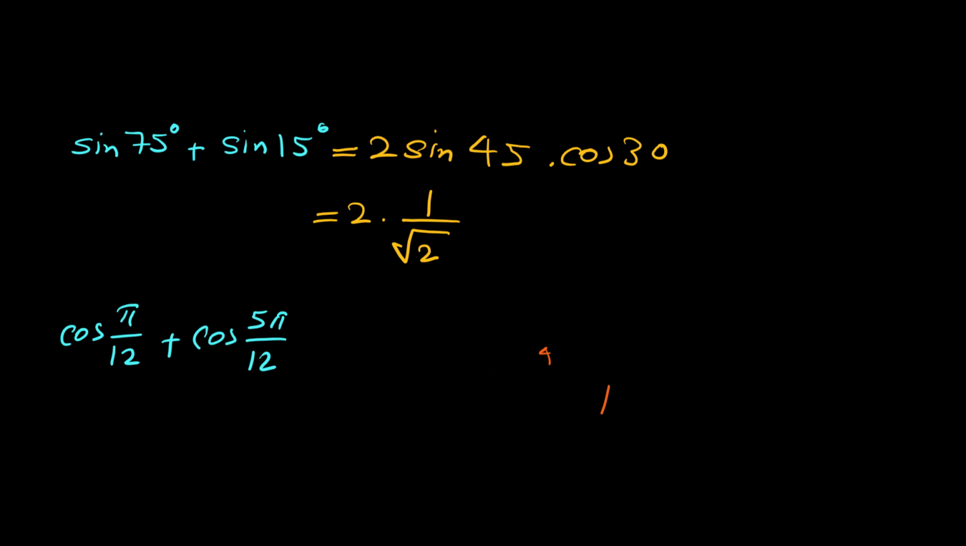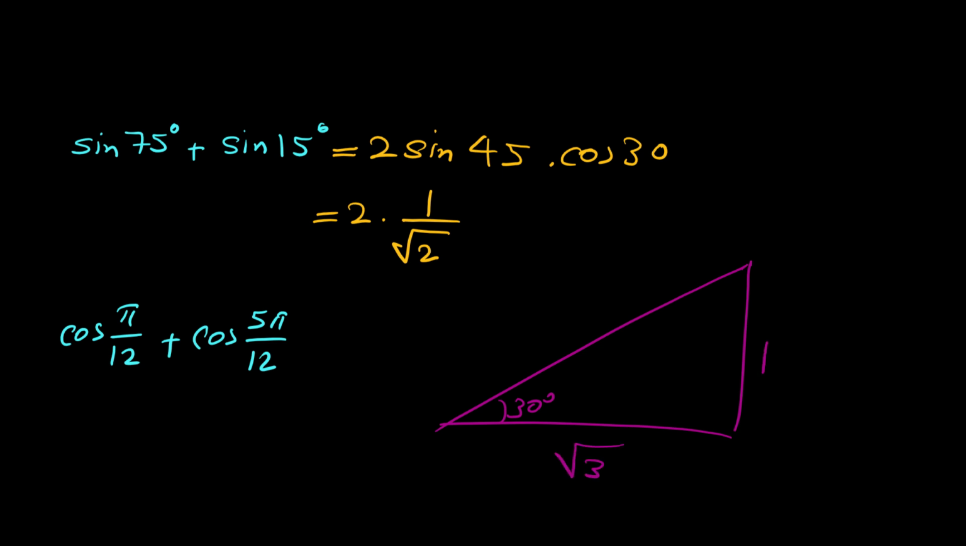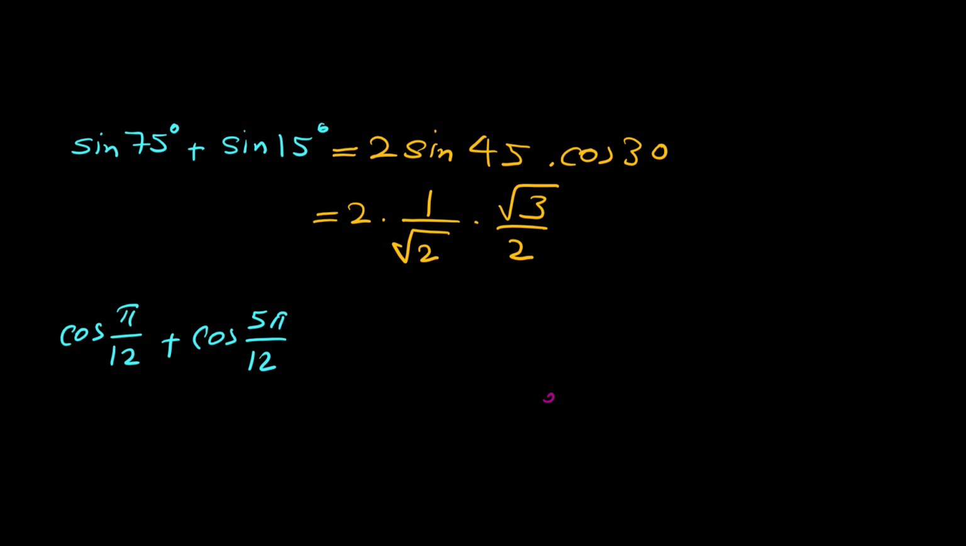What about cosine of 30 degrees? For 30 degrees, if you remember the special triangle, when here is 30 degrees, opposite is 1, adjacent is radical 3, and the hypotenuse is 2. Cosine is adjacent over hypotenuse, so it is radical 3 over 2. So times radical 3 over 2. Now if we simplify this, we have the answer.